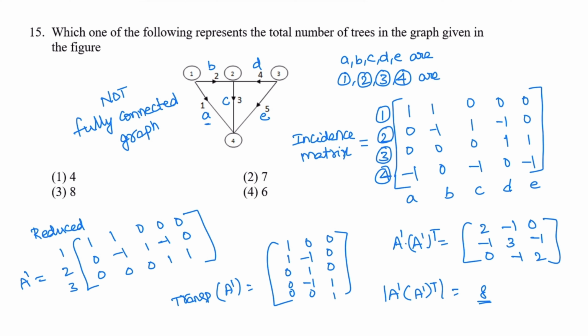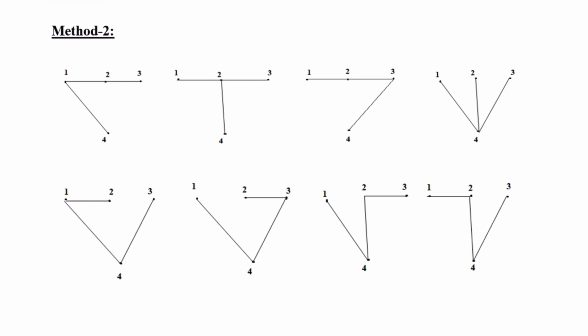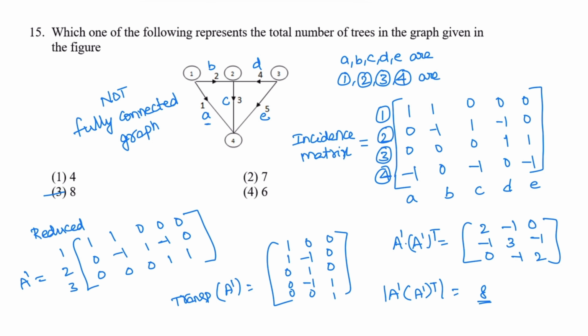Or otherwise, the second method is, from the graph we need to draw all the trees. After drawing, this is the first one, first, second, third, fourth. We will get a total of 8 trees for the given graph. So both methods we can follow. So the correct option is 3.